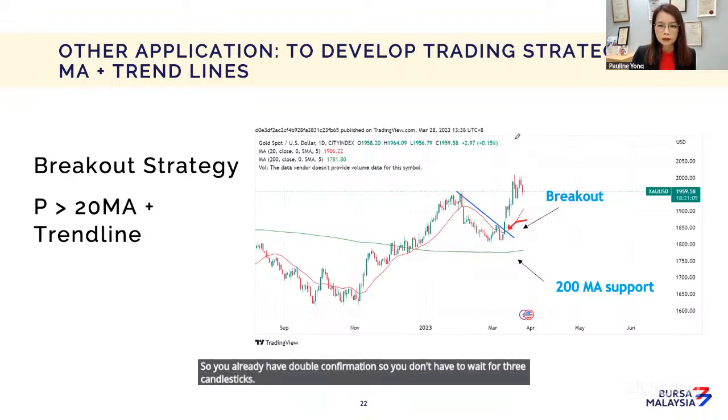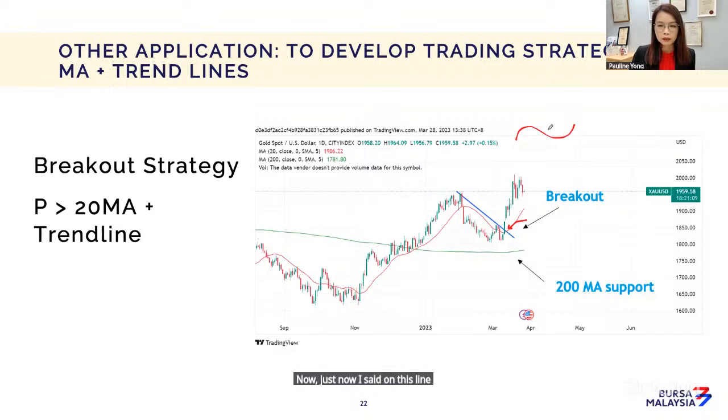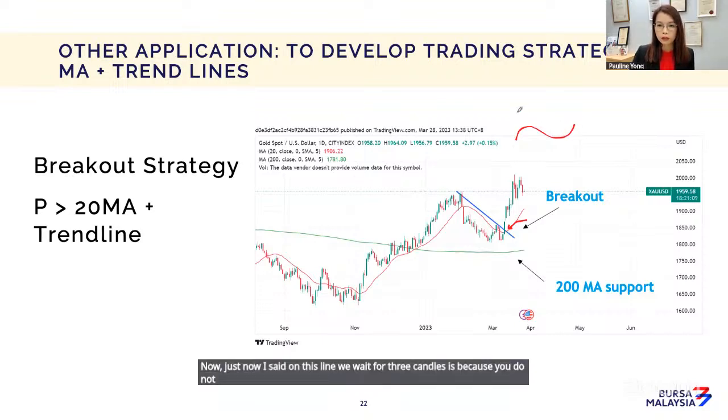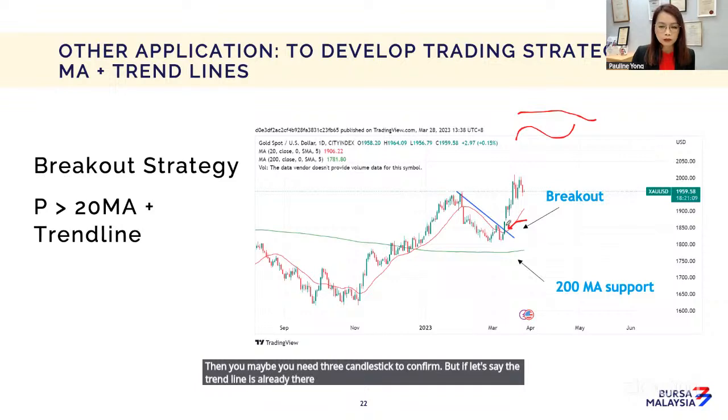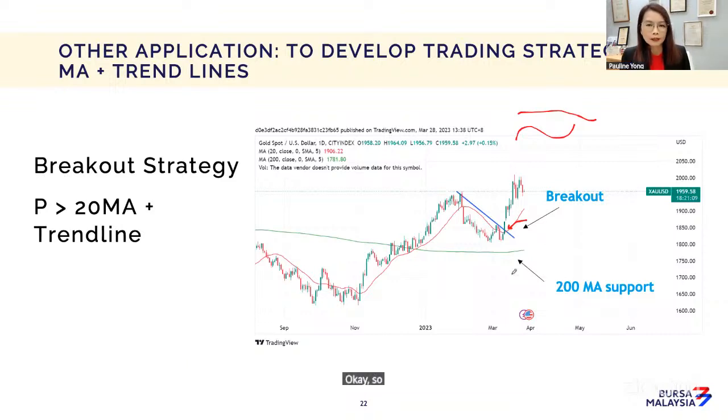Just now I said that for all these lines, you wait for 3 candlesticks because you do not have the trend line to confirm. The trend line may still be very far, so you need 3 candlesticks to confirm. But if the trend line is already there, you have double confirmation and you don't have to wait for 3 candlesticks. So these are all applications.